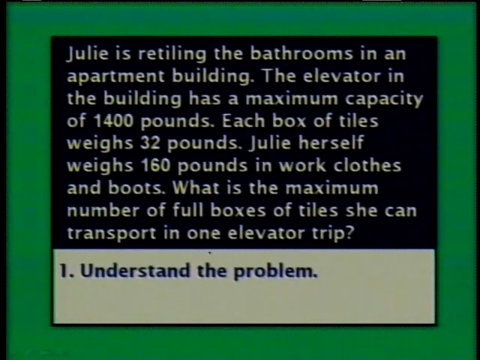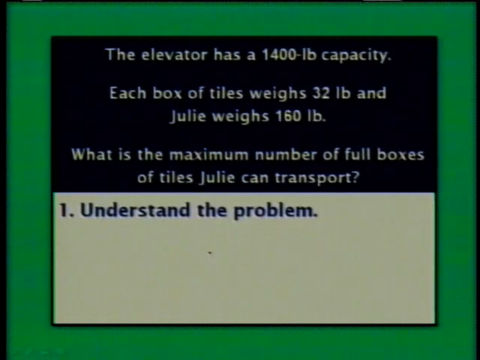So we want to start by understanding the problem. The idea of a maximum capacity kind of leads us to think we might be dealing with an inequality here. We want the weight of stuff in the elevator to be less than or perhaps equal to 1,400 pounds. So I'm thinking that this is going to be a problem involving an inequality. So what I have on this next screen is just some of the pertinent information we're going to need.